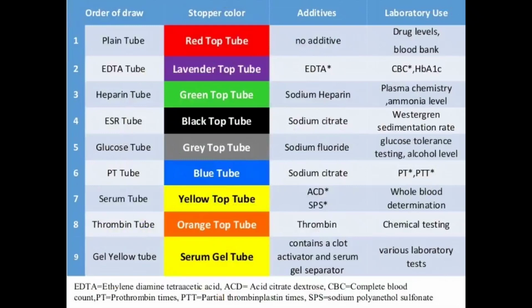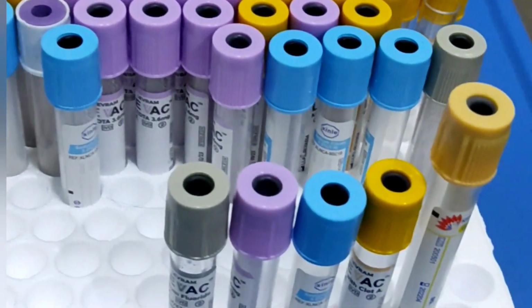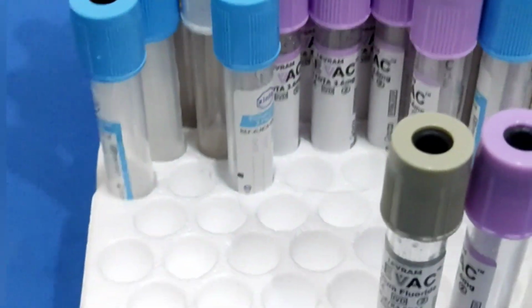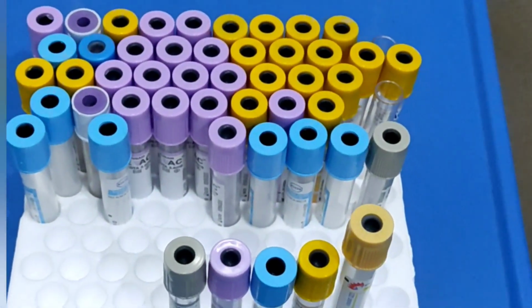To revise, red top tube has no additive and it is used for drug levels as well as blood bank. Lavender top contains EDTA as the additive and it is used for CBC, HbA1c. Green top tube includes sodium heparin as an additive and it is used for plasma chemistry. Grey top has sodium fluoride and it is used for glucose tolerance test as well as alcohol level. Blue tube contains sodium citrate and it is used for PT as well as PTT. Yellow tube contains ACD as well as SPS and it is used for whole blood determination.